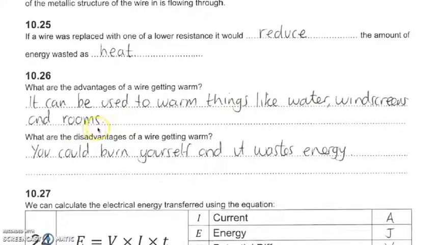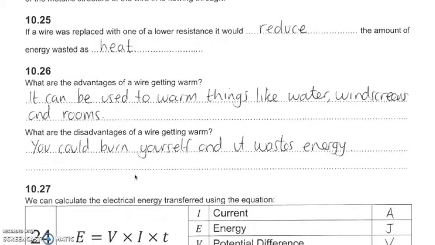Okay, also radiators as well. Obviously, disadvantages of a wire getting warm, well, you can burn yourself, and energy just gets wasted. Okay, obviously wires are insulated with plastic around them, so it all depends on really the purpose of what you want your wire to be used for.